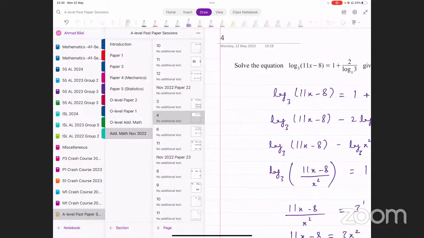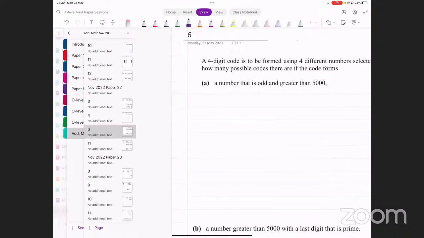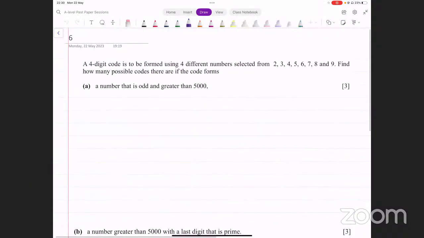The next one that I want to do from this paper is question number 6. Let's have a look at that. A 4-digit code is to be formed using 4 different numbers selected from 2, 3, 4, 5, 6, 7, 8, and 9. Find how many possible codes there are if the code forms a number that is odd and greater than 5,000.